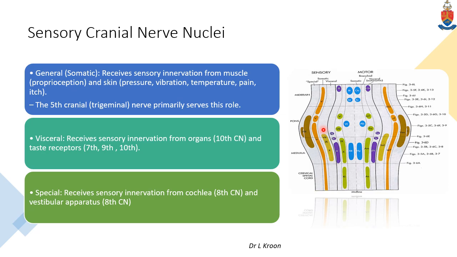And finally, we have the special sensation column. This is kind of our core special sensation. And in this column, we really only have two sets of nuclei, all associated with a single nerve, the 8th cranial nerve, where you'll receive both cochlear information for hearing as well as vestibular information for balance.